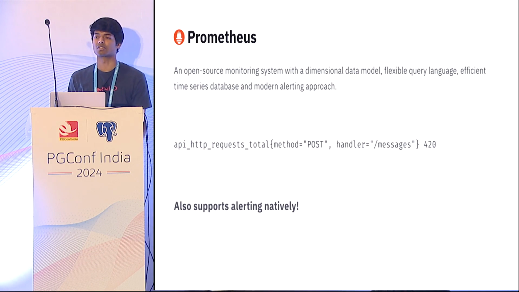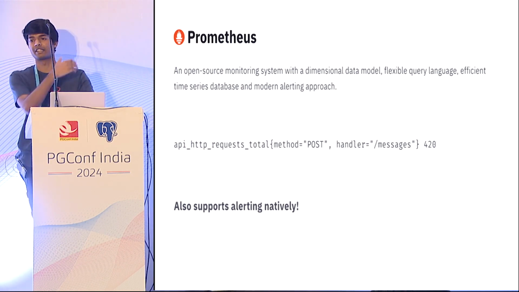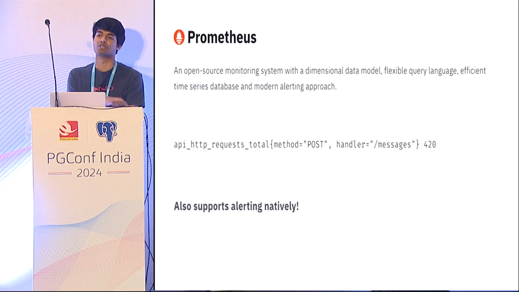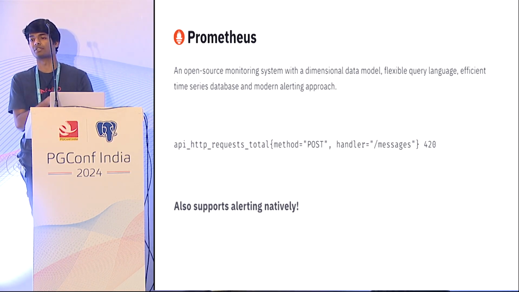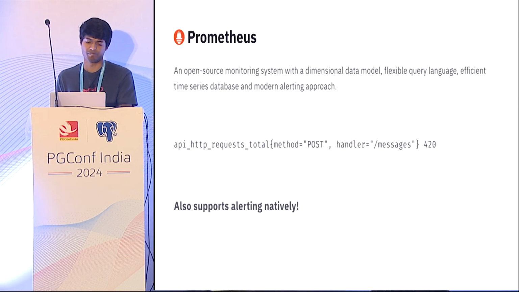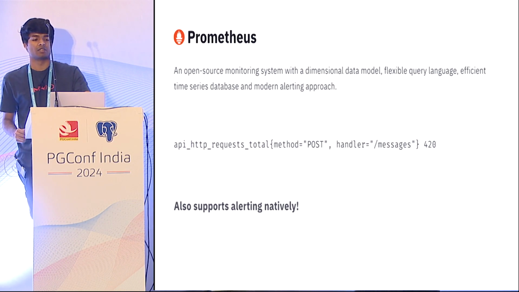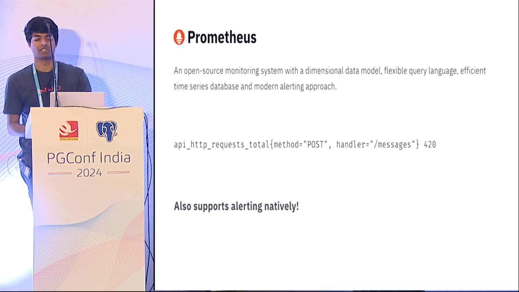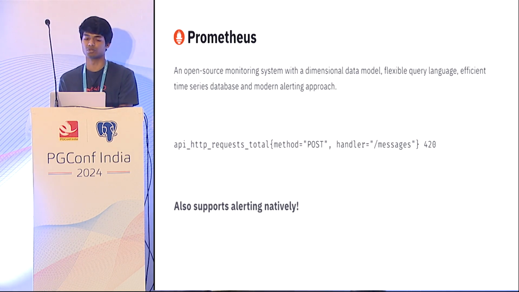It also has this component called Alert Manager, where you can write your alert rules in Prometheus. And whenever an alert rule fires, it would notify the Alert Manager, where you have your notification channels configured, such as Slack, PagerDuty, or email. So we were looking for a way to ingest data from PG catalog to Prometheus.